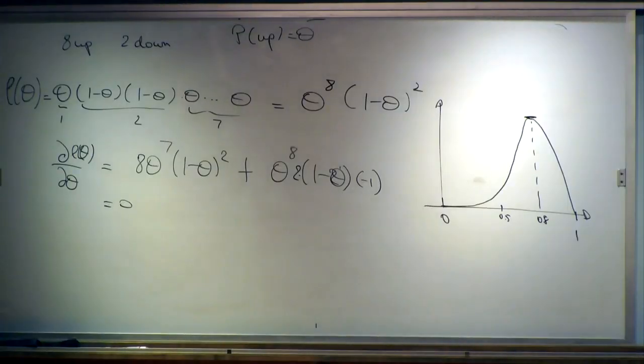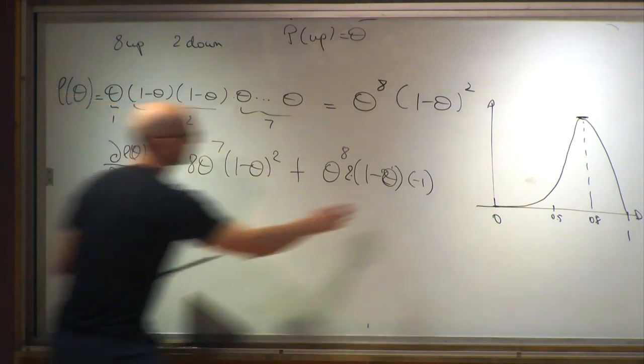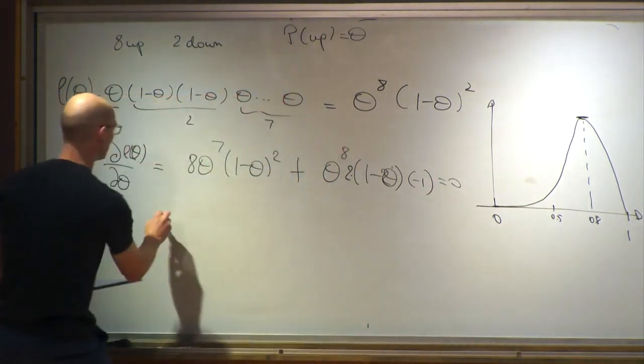Okay, and if the function really looks like this, the derivative is actually 0 over here and over here, so hopefully we can find where this is equal to 0 easily, and hopefully we find that it's 0.8. So let's see. This thing equal to 0, well, there's a theta to the 7 here, a theta to the 8 over there.